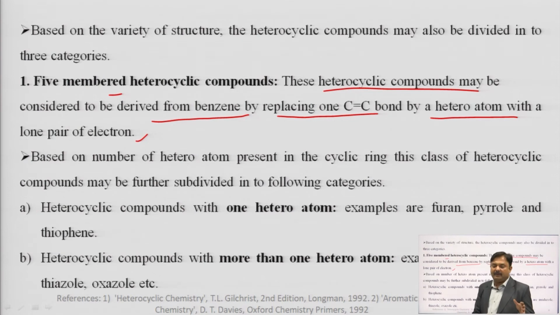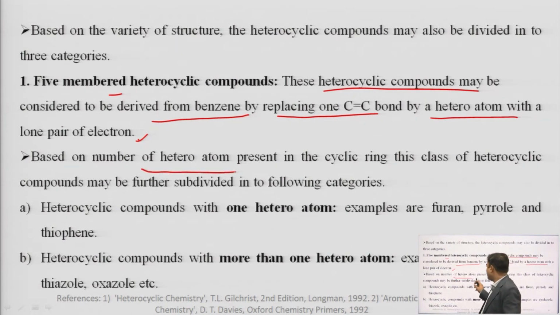If the atom which replaces the C=C bond does not have a lone pair of electrons, then it will not follow Huckel's rule. So, it must have a lone pair of electrons. The heteroatom must have a lone pair of electrons, only then will it follow Huckel's rule and, as we discussed, the aromatic character will be there.